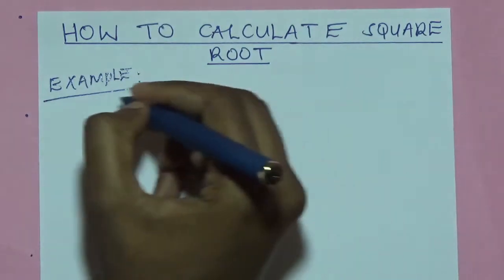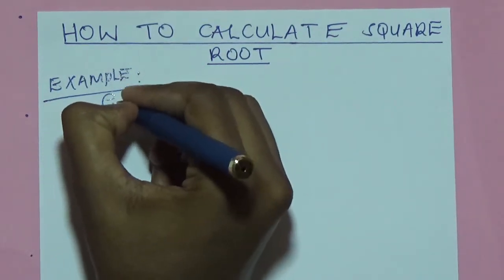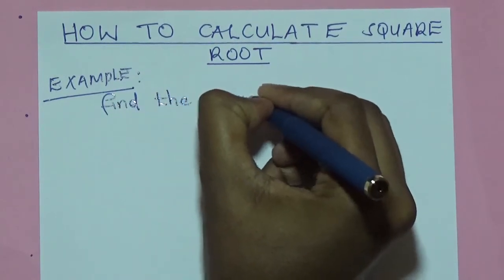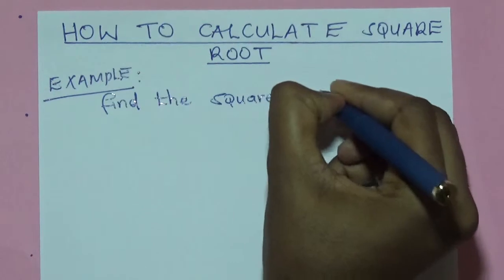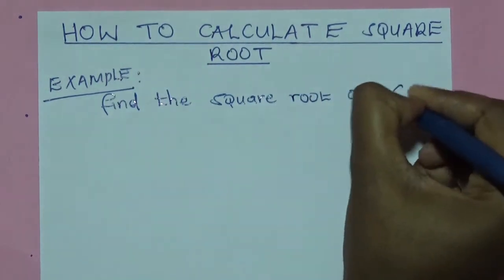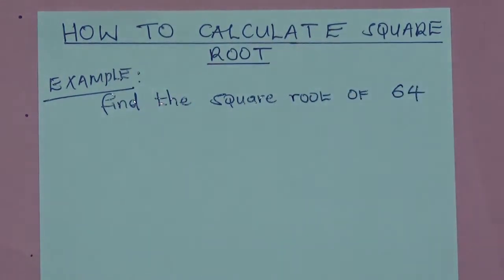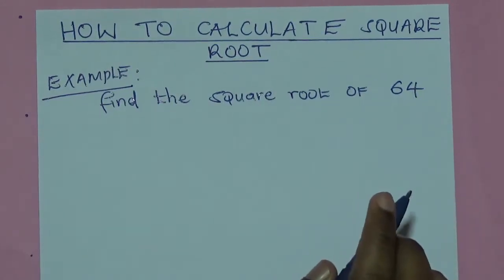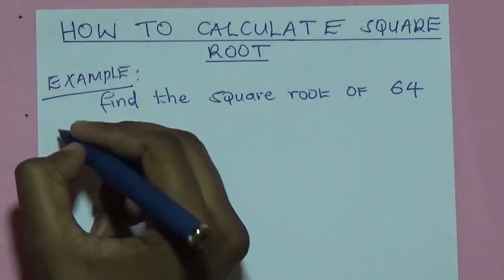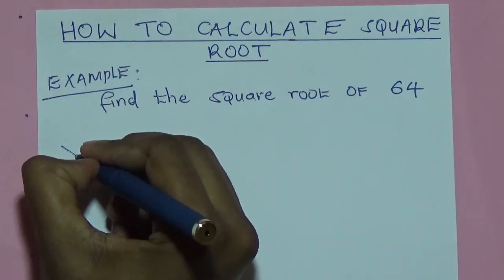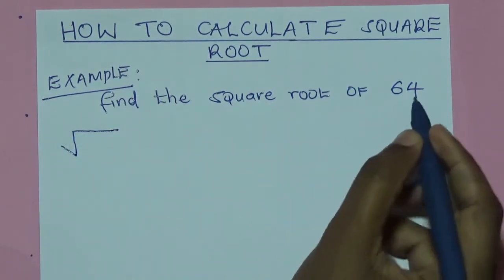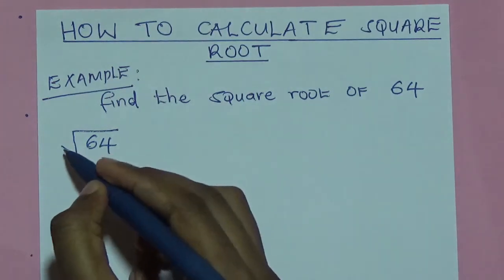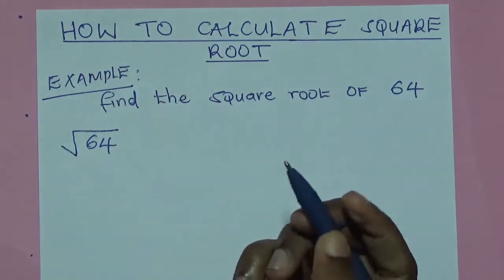In our first example, we are told to find the square root of 64. Now, you look at the solution. First, you need to write this down using the sign which we have learnt about. So, we write the sign first, and then we write 64 inside the sign. So this means we find the square root of 64.